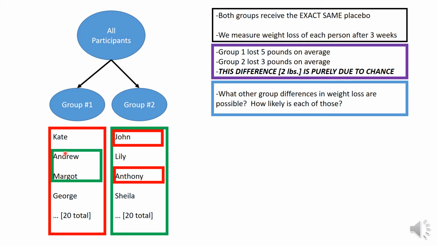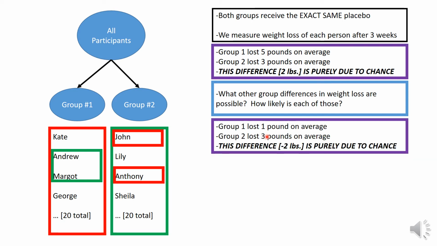All right, so Andrew is no longer considered part of group 1. He's now considered part of group 2. John's no longer considered a part of group 2. He's considered part of group 1. And so I've now run a new simulation.